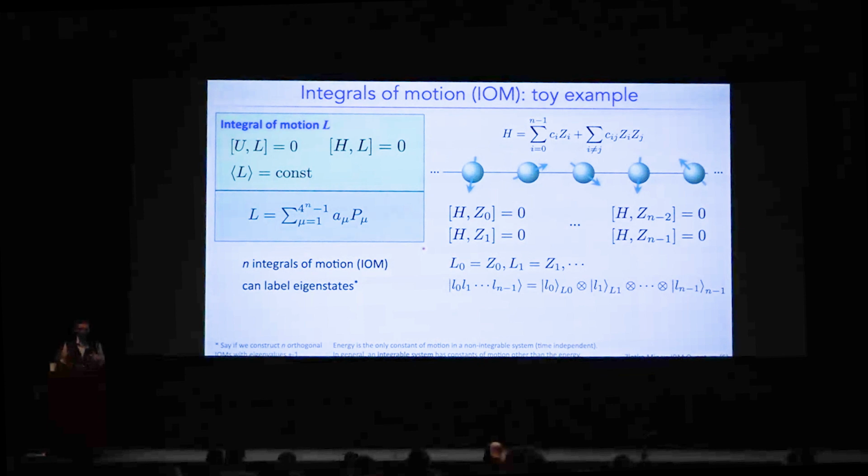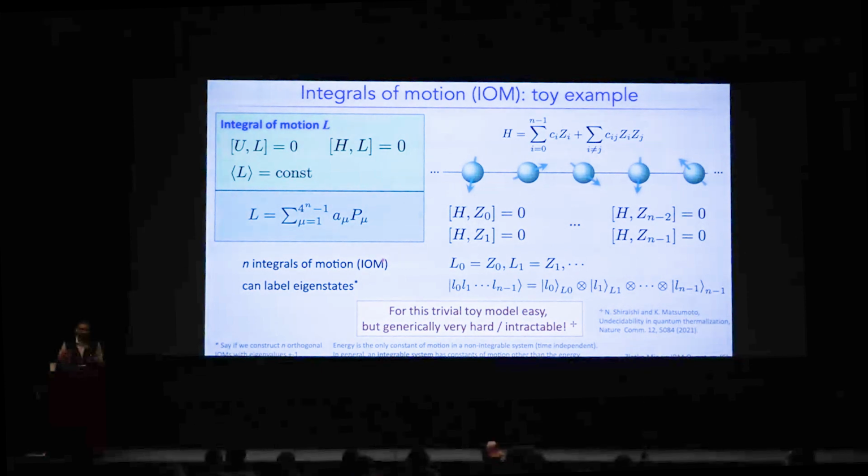And their eigenvalues and eigenvectors can help us give a complete description of the entire eigenspectrum of the system, of all the eigenstates in this particular case. Now, for this trivial model, you could just look at the Hamiltonian and guess these, and that works. But if we try to do this more generally, this is very hard and even intractable.